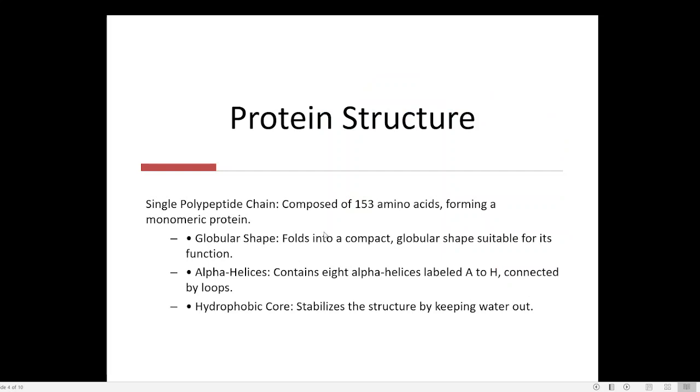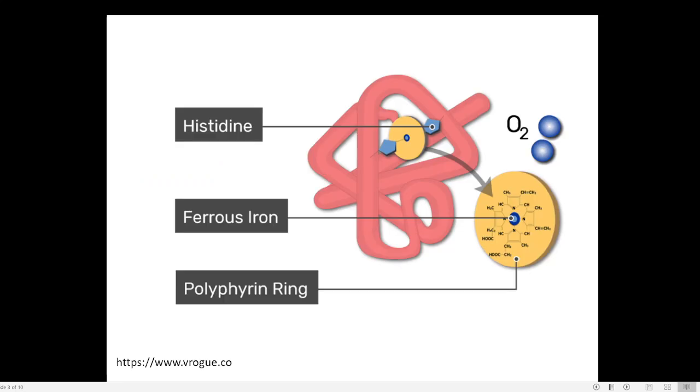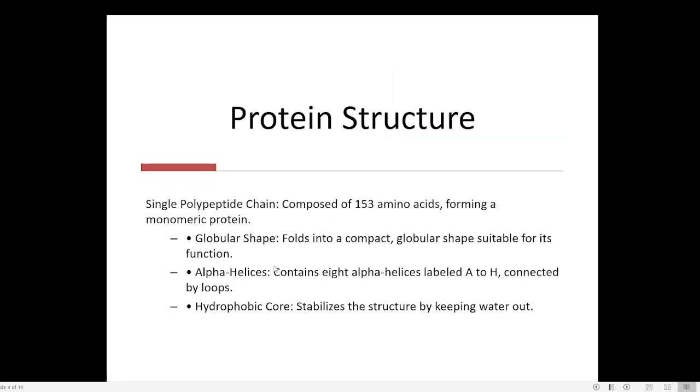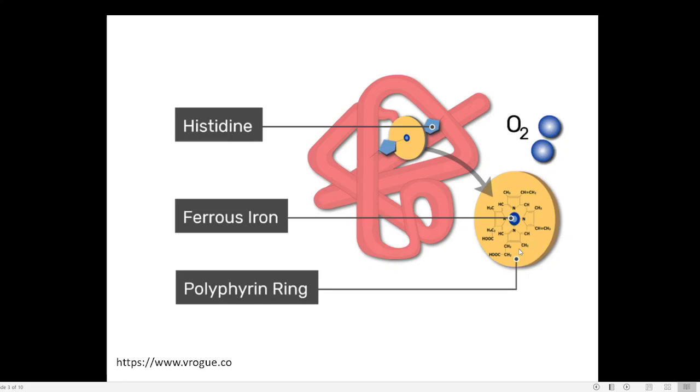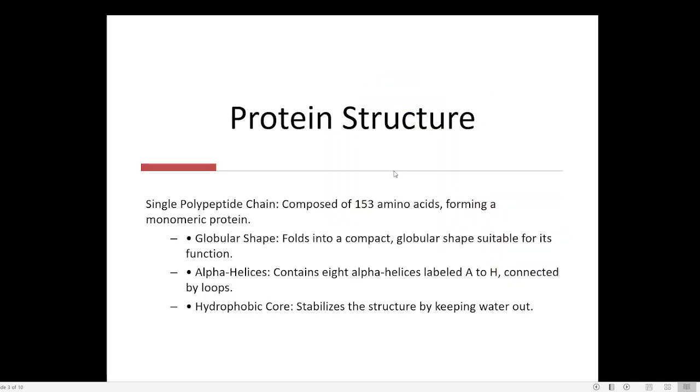Now the single polypeptide chain is composed of 153 amino acids. So that is the general nature of this polypeptide chain. Only one. Then the shape of the myoglobin: globular shape. Globular means globe-like or ball-like. So it can fold into a compact globular shape. The entire structure is actually globe-like, or round, or spherical in shape.